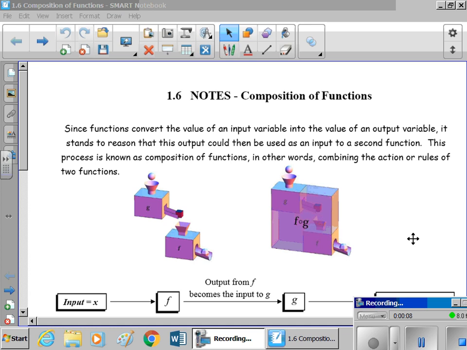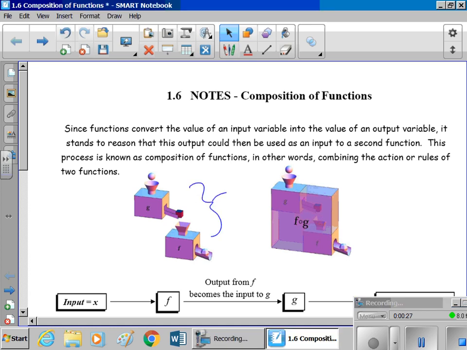Since functions convert the value of an input variable into the value of an output variable, it stands to reason that this output could then be used as an input to a second function. This process is known as composition of functions. In other words, combining the action or rules of two functions. So our little picture here shows a really good example of this.